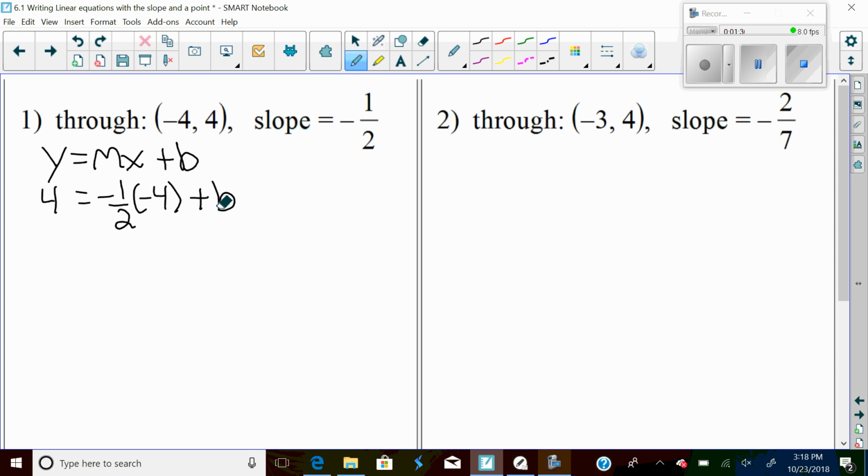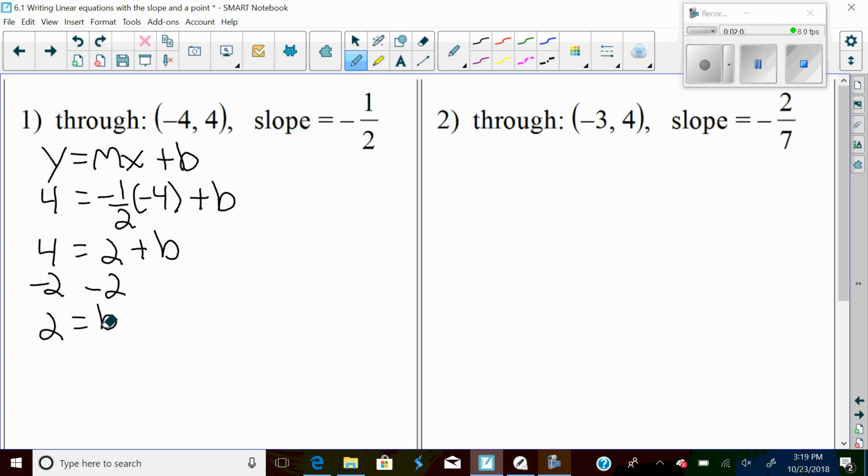Now, once we do that, we're going to solve it like a regular equation. We'll drop down our 4 here, and we're going to multiply -1/2 times -4, and that's going to get us +2. Now we have 4 is equal to 2 plus b. To keep solving for b, we're going to subtract 2 on both sides. We get 4 minus 2, and that's going to get us 2 is equal to b. Now we know what b is.